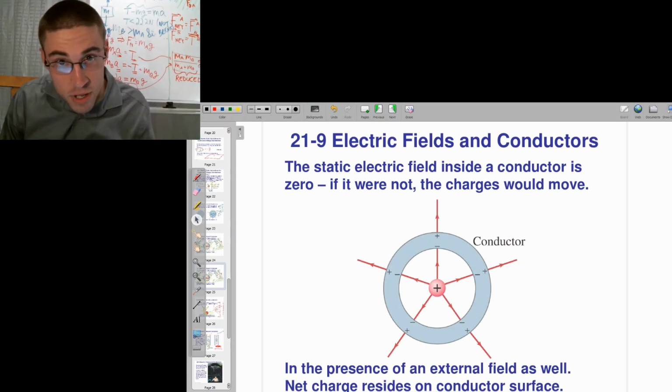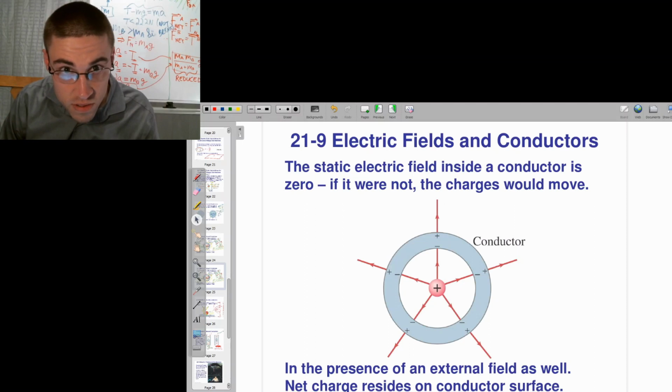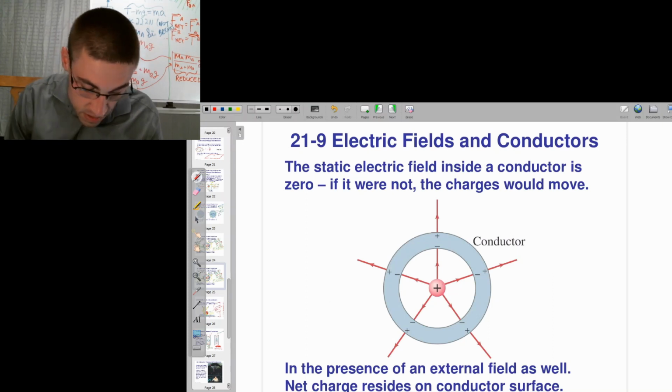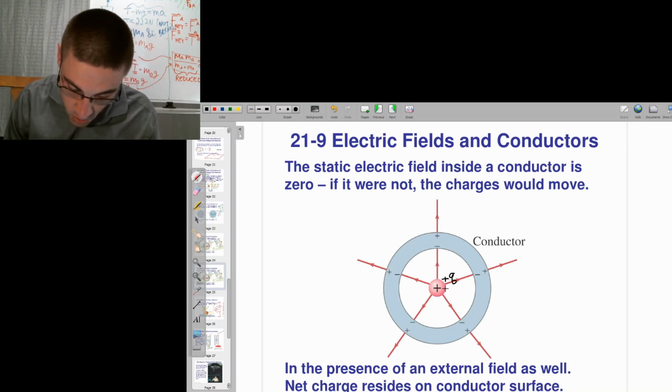Okay, so it's a 3-dimensional object. We are seeing a 2-dimensional slice of it. It's a conductive shell with a positive charge plus Q embedded in the center of it. So there's a plus Q right there at the center.